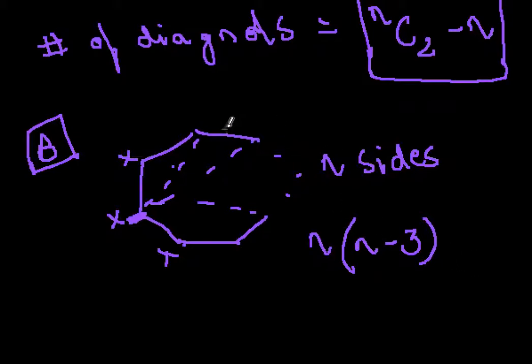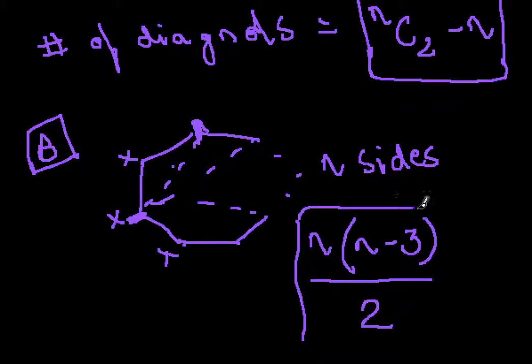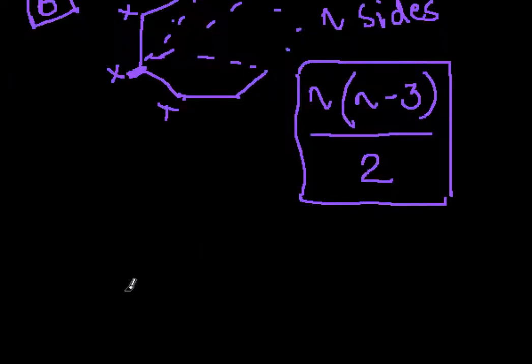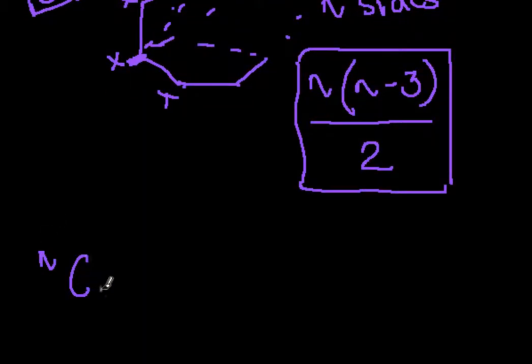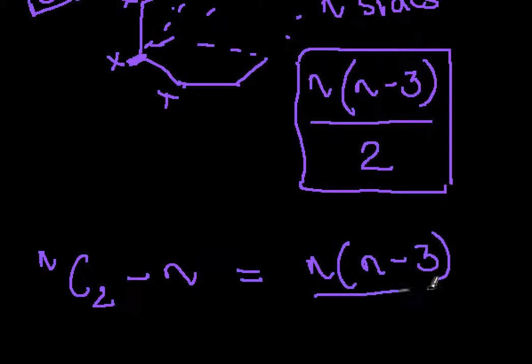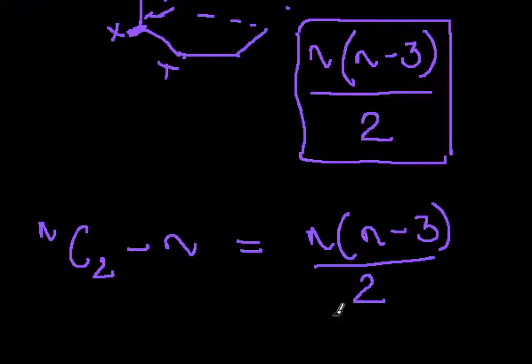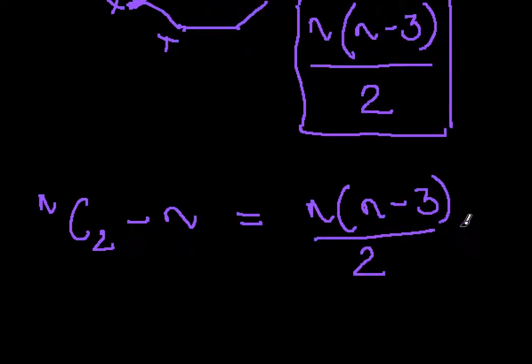But note that when we come to this particular point, we realize we have already counted this diagonal. So each diagonal we are actually counting twice using this formula. So we just divide it by 2, and this is the required number of diagonals of an n-sided polygon. Therefore, if we equate the above 2 ways, we will have nC2 minus n, nothing but n into n minus 3 upon 2. Both are equal to the total number of diagonals for an n-sided polygon.